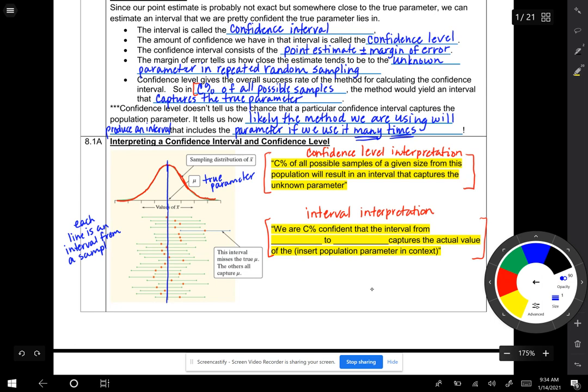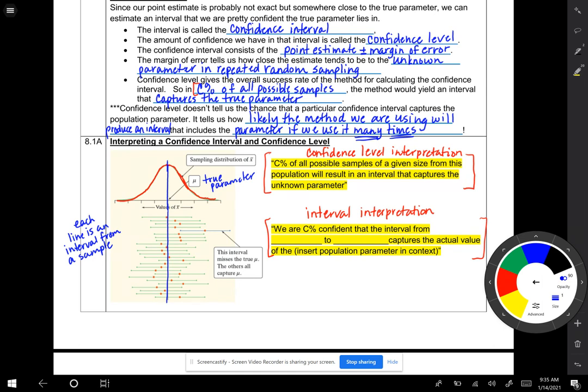If you look at all the lines, the green lines capture the true parameter, whereas the blue line, that lone blue line, misses the true parameter. The others capture it. Now, you can go ahead and figure out how many there are. I think there's 25. But before, you could have said that 95% of the intervals contain the true value, the true parameter.